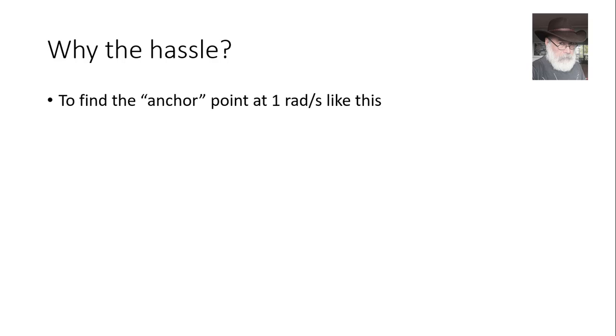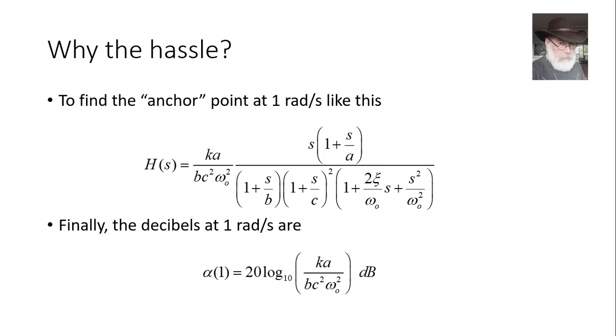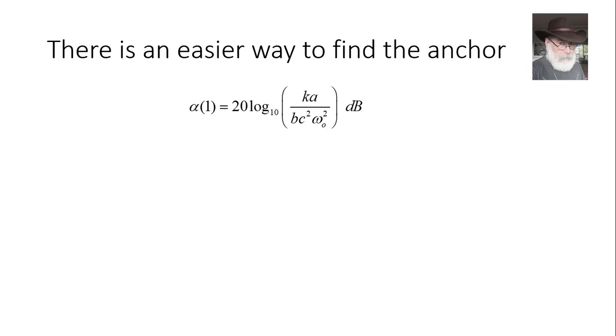To find the anchor point at 1 radian per second, to find what is the value of the approximate plot at 1 radian per second. How? Well, you know how. You take 20 times the logarithm of that constant, and that is the value of the approximate Bode plot amplitude at 1 radian per second. Is there an easier way to find that anchor? Oh yes, there is.